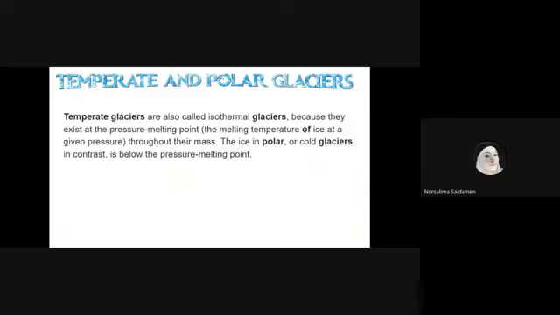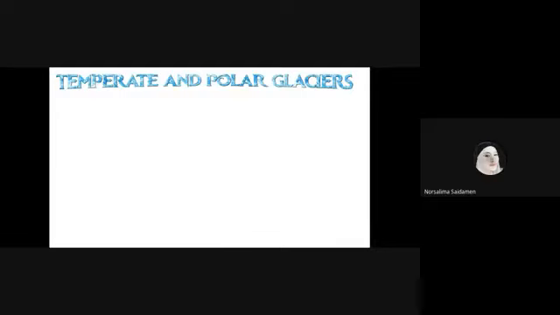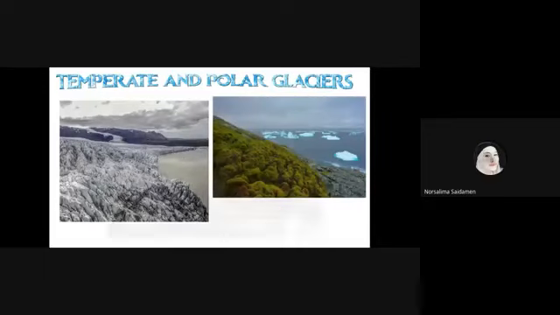We have the temperate and the polar glaciers. So what is temperate glaciers? Temperate glaciers are also called isothermal glaciers because they exist at the pressure melting point, the melting temperature of ice at a given pressure, throughout their mass. On the other hand, polar glaciers are the opposite of temperate glaciers, and the ice in polar or cold glaciers is below the pressure melting point. I have here the example of temperate glaciers.